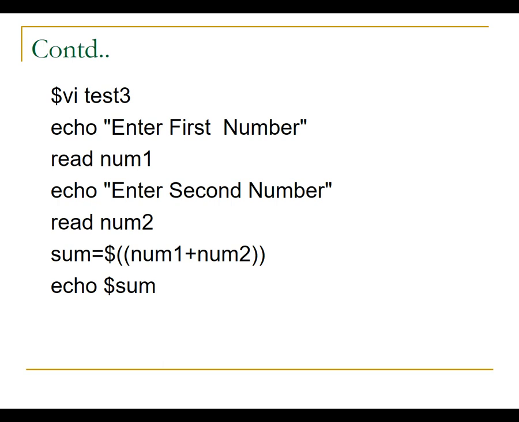After writing this particular code, press escape and by pressing shift and Z two times save this particular file, and then with the help of the command sh and then the file name, execute this particular file. You will see the sum of two values on the screen.